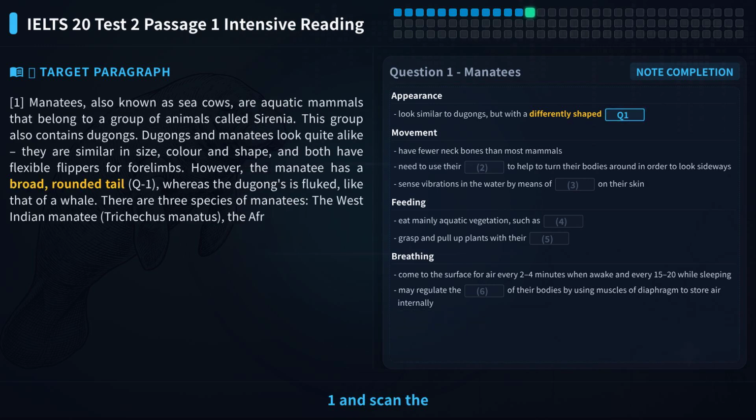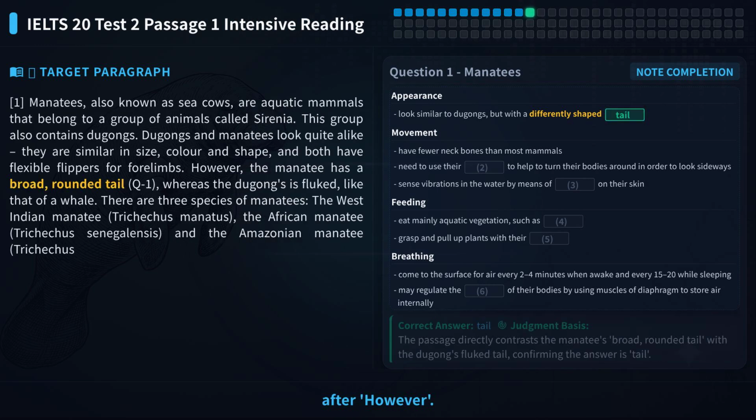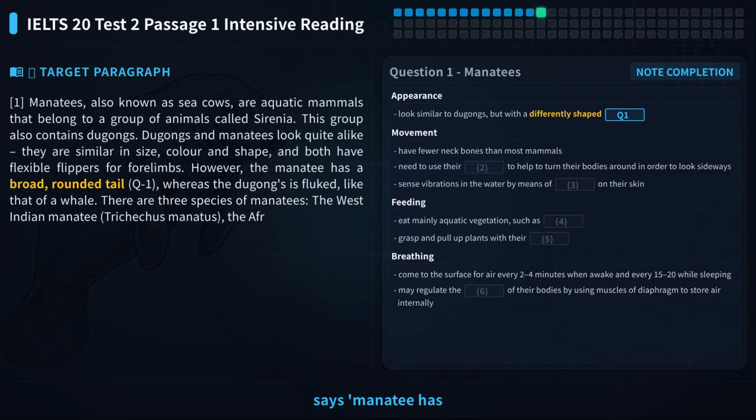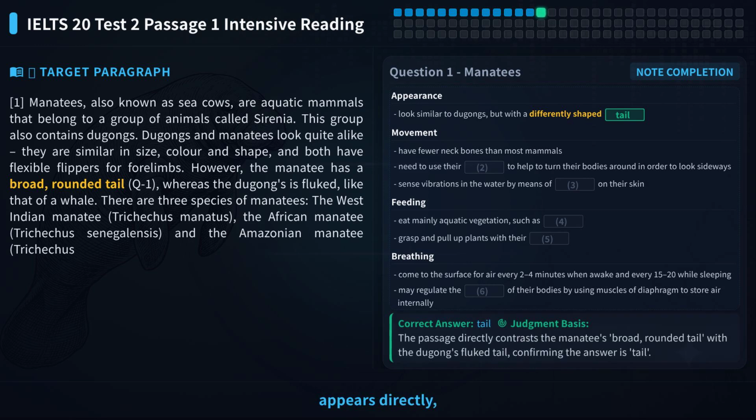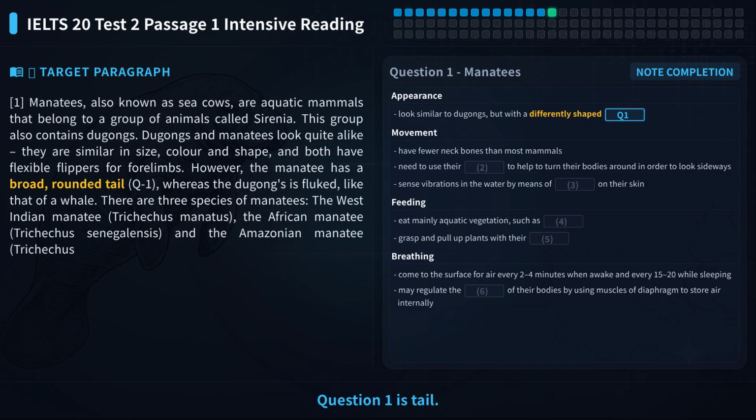Go to paragraph 1 and scan the comparison sentence after "however". The original text says manatee has a broad, rounded tail. The answer tail appears directly, no replacement needed. So the answer to question 1 is tail.